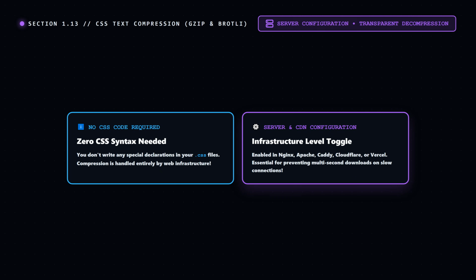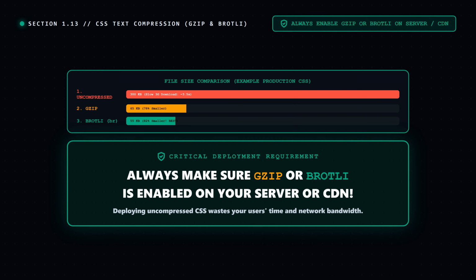This is not something you have to write any CSS for, it's a server configuration. But it is absolutely essential for performance. A large, uncompressed CSS file can take seconds to download on a slow connection. The same file compressed takes a fraction of that time. If you deploy a site without compression, you are wasting your users' time. Always make sure gzip or Brotli is enabled on your server or CDN.